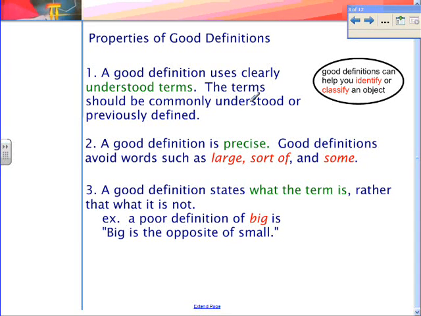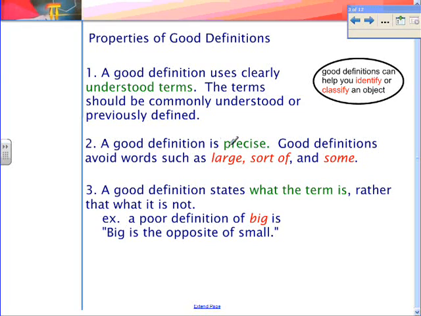One of the things I want you to look out for is using clearly understood terms. A definition is not very helpful if we don't understand the words that make up the definition. So let's try to use words that we all understand. Now, sometimes we can't use words that we all understand, so sometimes you have to look at another definition. That's fine. The terms should be commonly understood or previously defined. So we want to know what the definition of words are within other definitions.